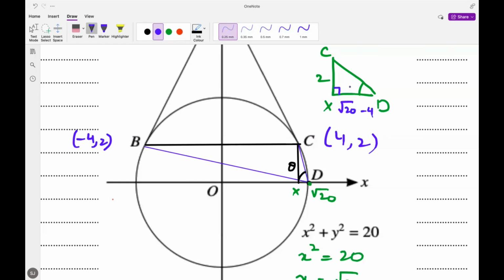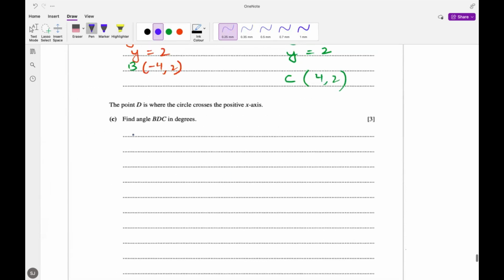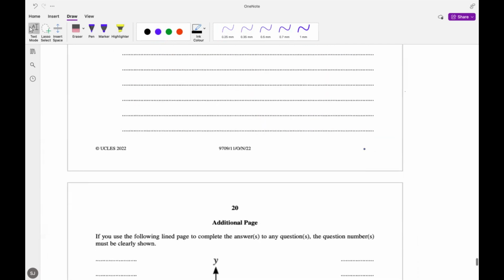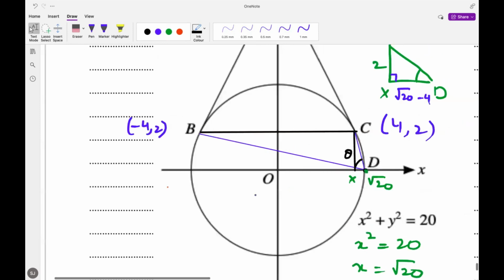Now taking tan inverse of 2 upon square root of 20 minus 4, we can find the angle CDO. So the angle CDO will be equal to tan inverse of 2 divided by square root of 20 minus 4, which is equal to 76.717 degrees.